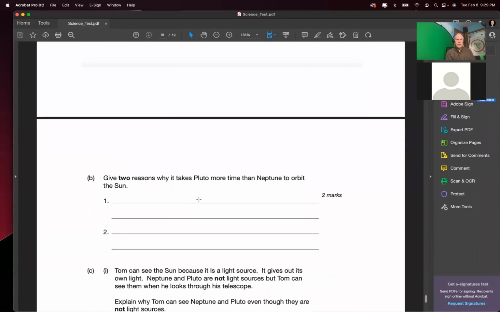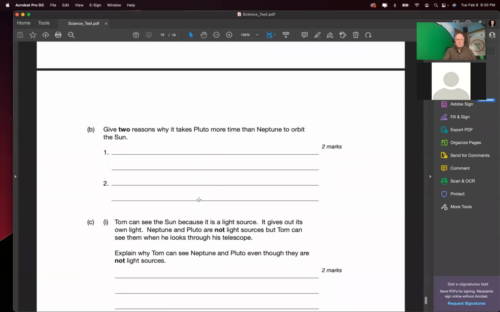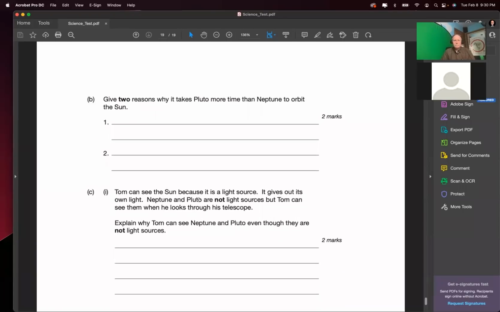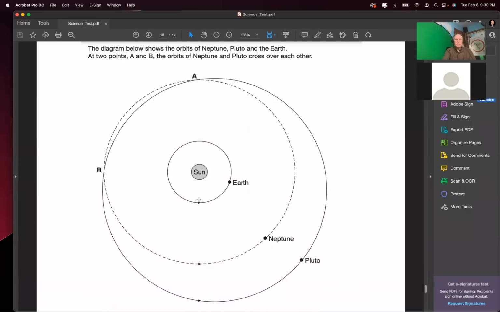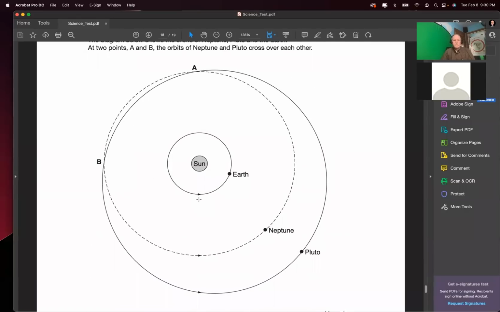Give 2 reasons why it takes Pluto more time than Neptune to orbit the sun. I'm not sure if this counts. You could say it has a longer distance to go, and it's probably... There are the orbits, by the way. Yeah, that helps actually. So I guess it has a longer distance to go, and it should also probably be traveling slower on average. Okay, so it has a longer distance to go. And it's traveling slower.